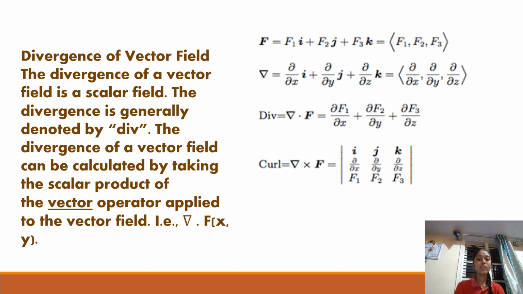So the actual formula will be given as divergence is equal to nabla dot f is equal to dou f1 by dou x plus dou f2 by dou y plus dou f3 by dou z, and the formula for curl is given as nabla cross f is equal to the determinant of i cap, j cap, k cap, dou by dou x, dou by dou y, dou by dou z, f1, f2 and f3.